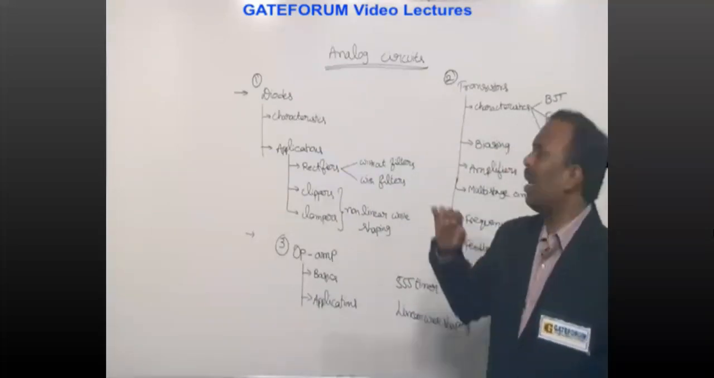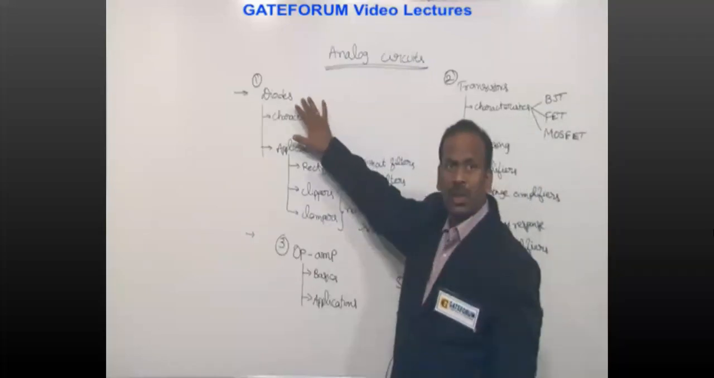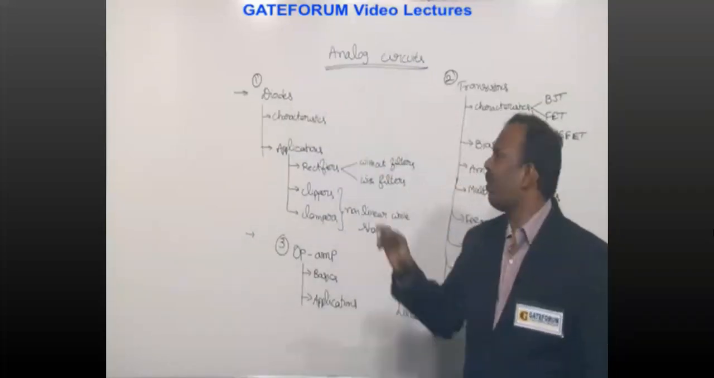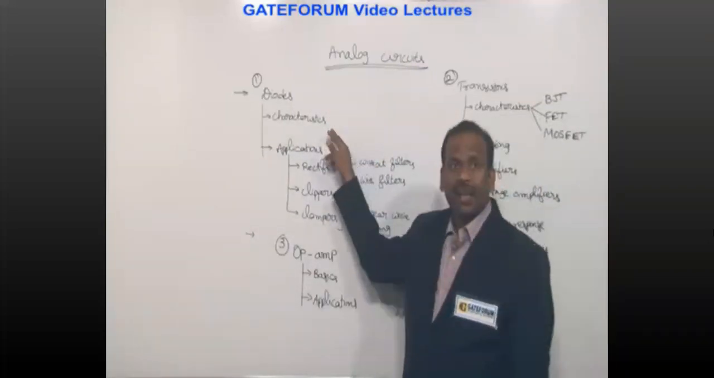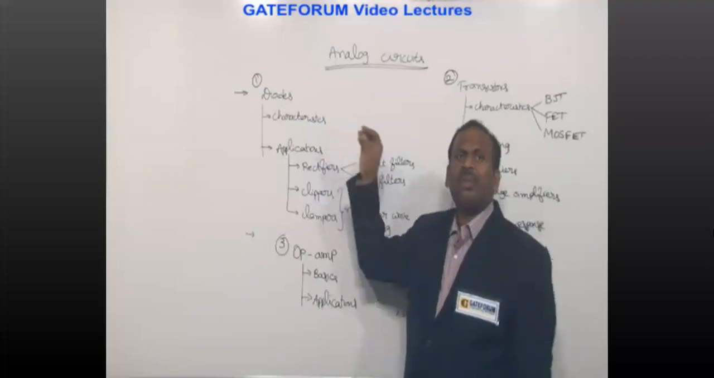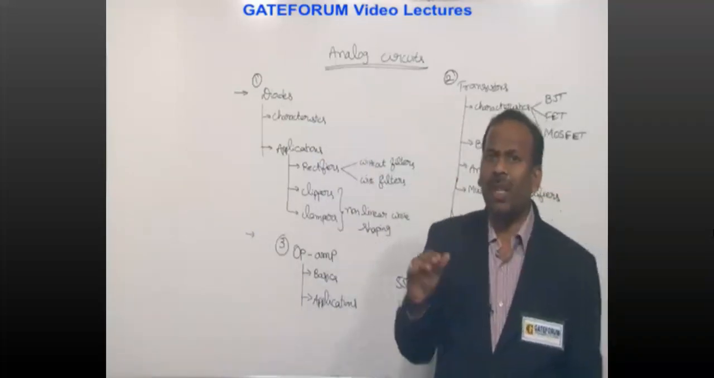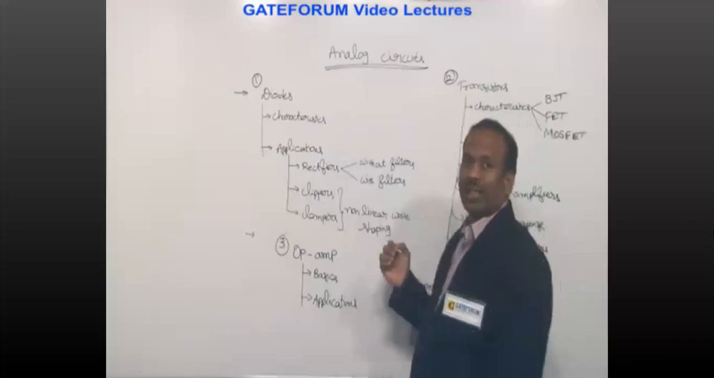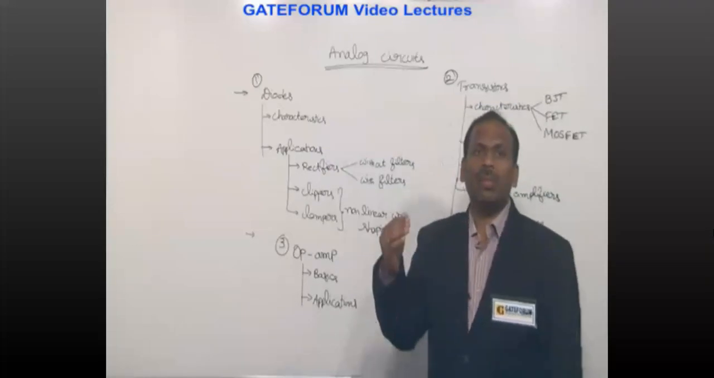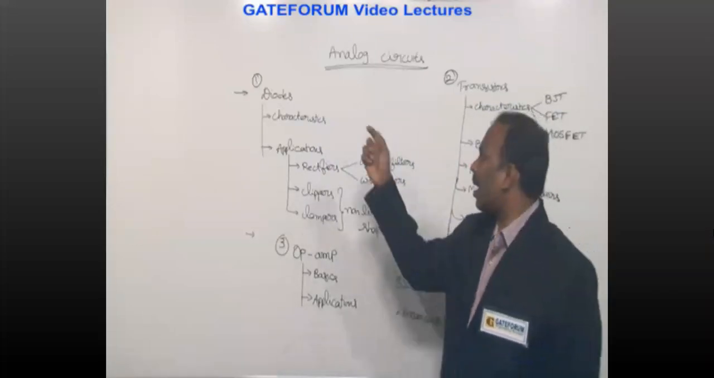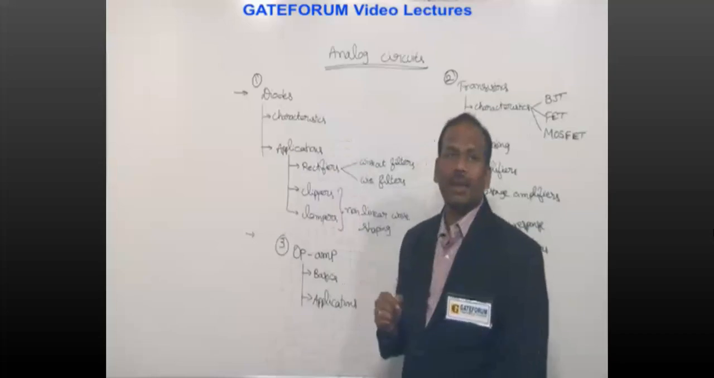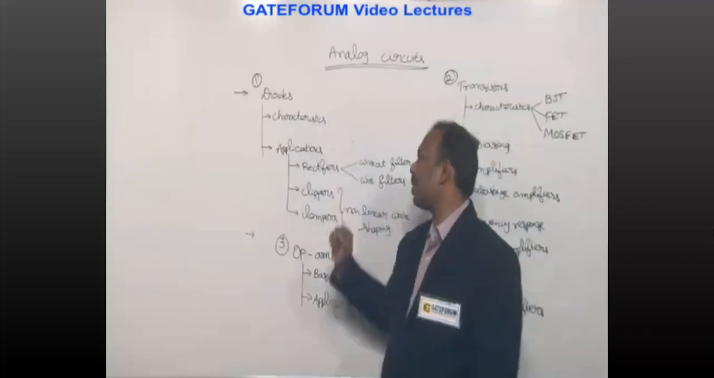Once again, I will repeat. This starts with the diodes. Under the diodes, we are going to see the characteristics of a diode. Then we are going to see some of the basics related to diodes, which are required for the continuation in the amplifiers. And for doing problems, some of the basic theory is required. That also we are going to cover in these basics and characteristics.